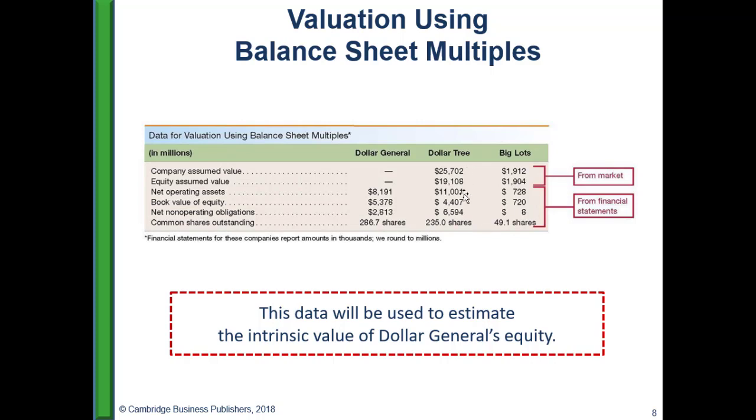Then we have net operating assets in the financial statements. We have book value of equity, that's just total stockholders' equity on the balance sheet. And we have net non-operating obligations, NNO, which we've talked about. That is the net of all the non-operating assets. So in other words, you take the non-operating liabilities and subtract the non-operating assets in order to get that figure. And then we have the number of shares.